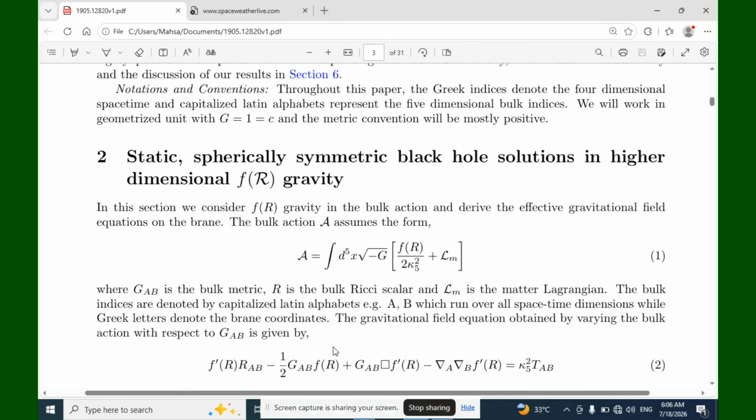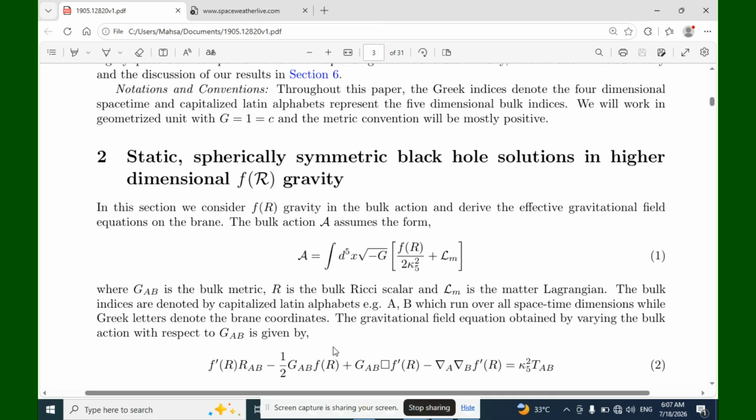In these sections, we consider f(R) gravity in the bulk action and derive the effective gravitational field equations on the brane. The bulk action assumes the form I = ∫ d^5x √(-g) [f(R)/(2κ5²) + L_m], where g_AB is the bulk metric, R is the bulk Ricci scalar, and L_m is the matter Lagrangian.